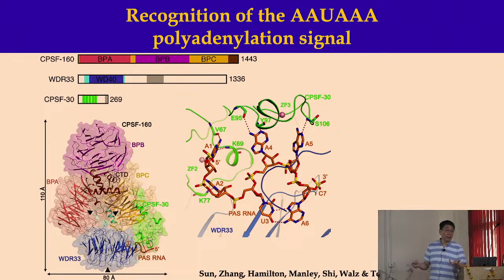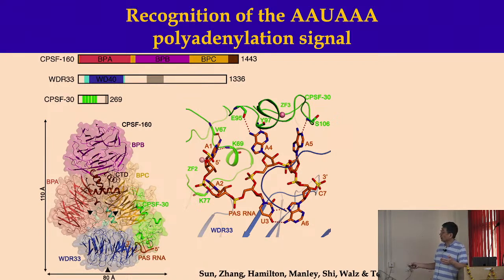You know about the Watson-Crick base pair, right? AU base pair, AT base pair. They are formed by using the N1 and N6 atoms of the adenine. You can see in this case A4 and A1, N1 and N6 both are directly hydrogen-bonded to the zinc finger of CPSF30. So you can imagine that's how you recognize the A in a DNA duplex or RNA duplex. This is how the protein recognizes the A here. And then A5 forms only a hydrogen bond to the N1. N6 is not involved. Same is true for A1, A2. So essentially, these adenines are recognized directly by the zinc fingers.